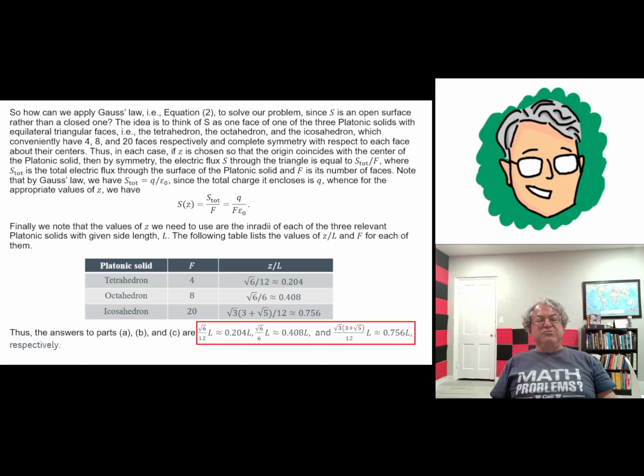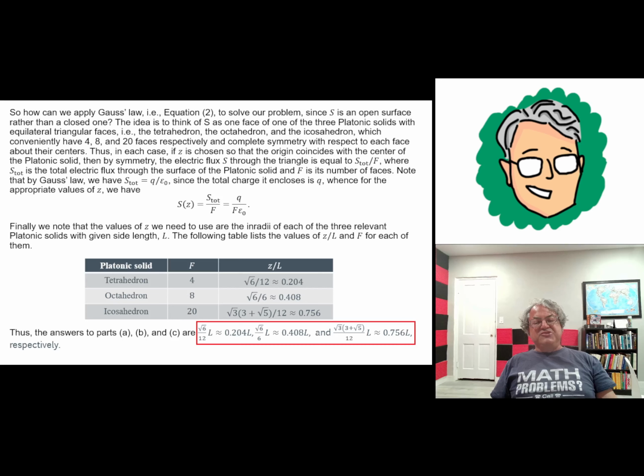yeah, I used the wrong symbol here. I should have used phi total, not s total. Yeah, phi total is going to be f times phi, or phi is phi total divided by f, where f is the number of faces. And that's exactly what we want.